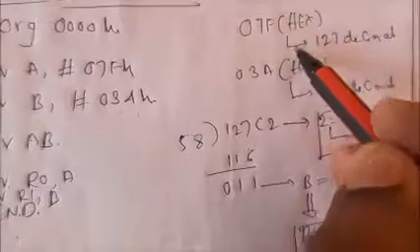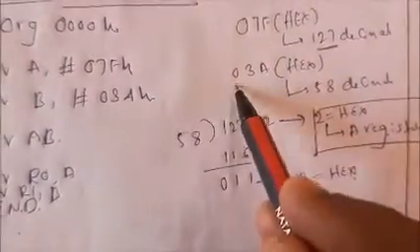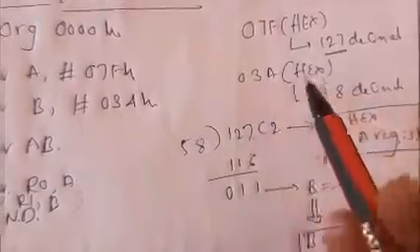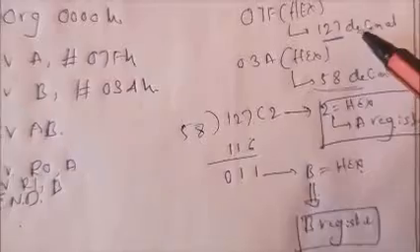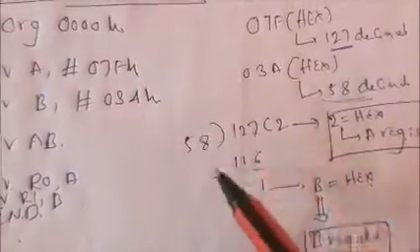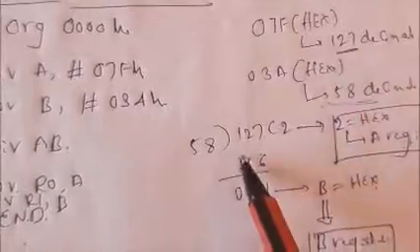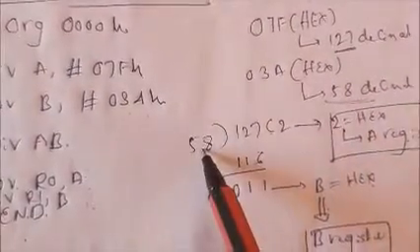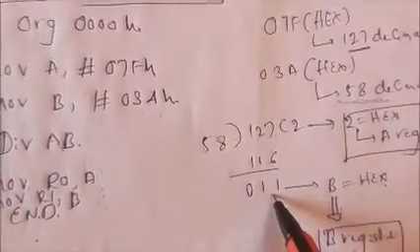This hexa you convert to decimal, you will get 127. And also 03A, this is the divisor, so this one also you can convert to decimal, 58. And perform the division operation at the decimal level, that means 127 divided by 58. If you perform the division here, you will get quotient 2 and remainder 11.